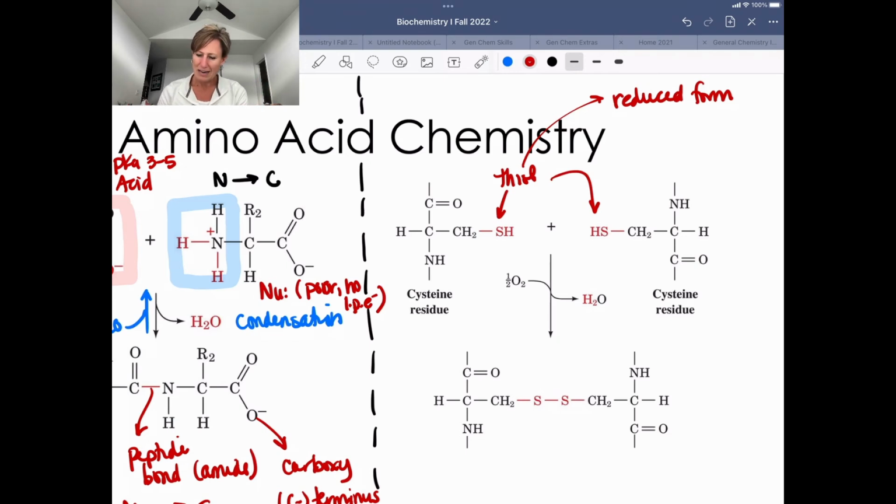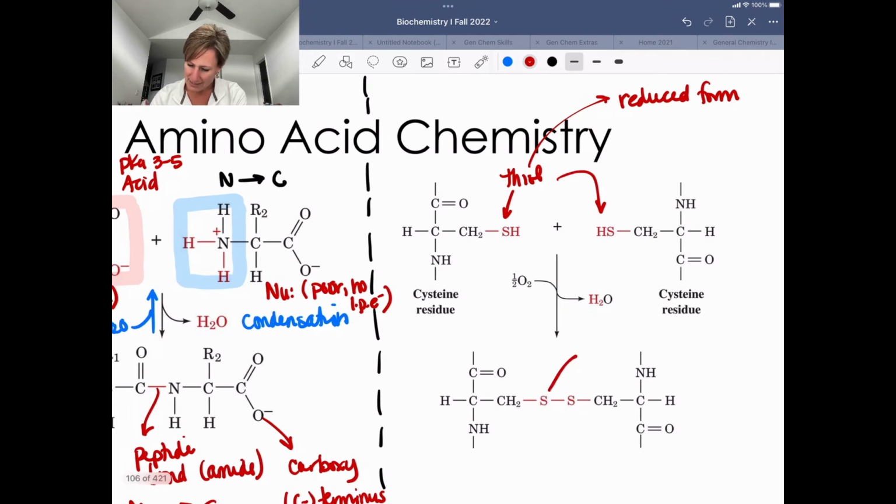So once we get to a disulfide linkage, so that's what we have down here. This is a disulfide linkage, and this is the oxidized form. And we can see that's a sulfur that doesn't have any hydrogen on it. So it's much more of an oxidized species.